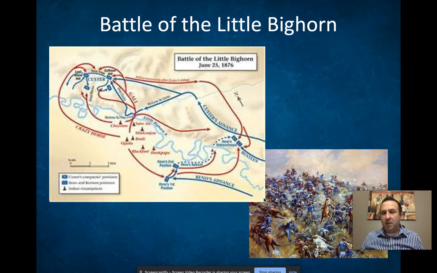It's a pretty good plan. Again, this is a good plan. It makes sense logistically, militarily. There's a few problems, though, with this plan.